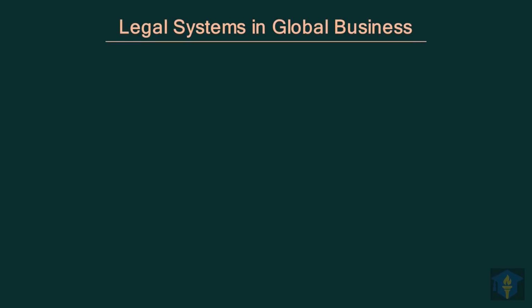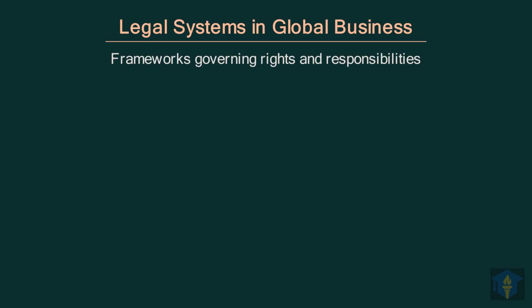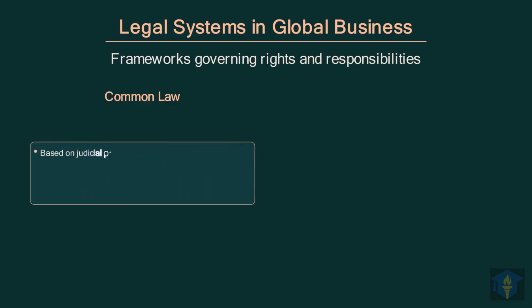Now, let's explore the legal systems that govern global business operations. These frameworks establish the rights and responsibilities of businesses operating internationally. First, we have common law systems, which operate on specific principles. This system is based primarily on judicial precedents and previous court decisions.